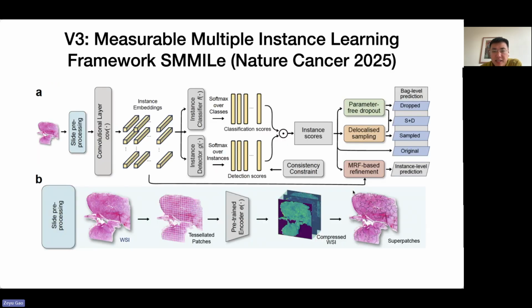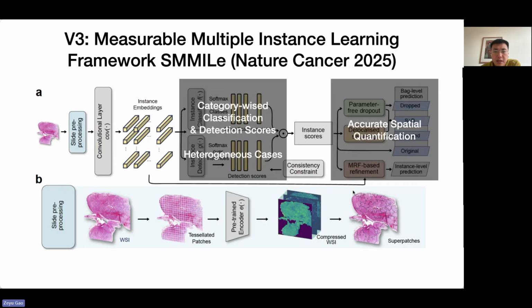So based on these advantages, we developed SMMILe, and basically we have two main parts. The first part, we have this categorical-wise classification detection branches, which can help us handle heterogeneity cases with multiple subtypes within the same slide. And also we have several designs here to help the instance-based MIL get more accurate spatial quantification results.